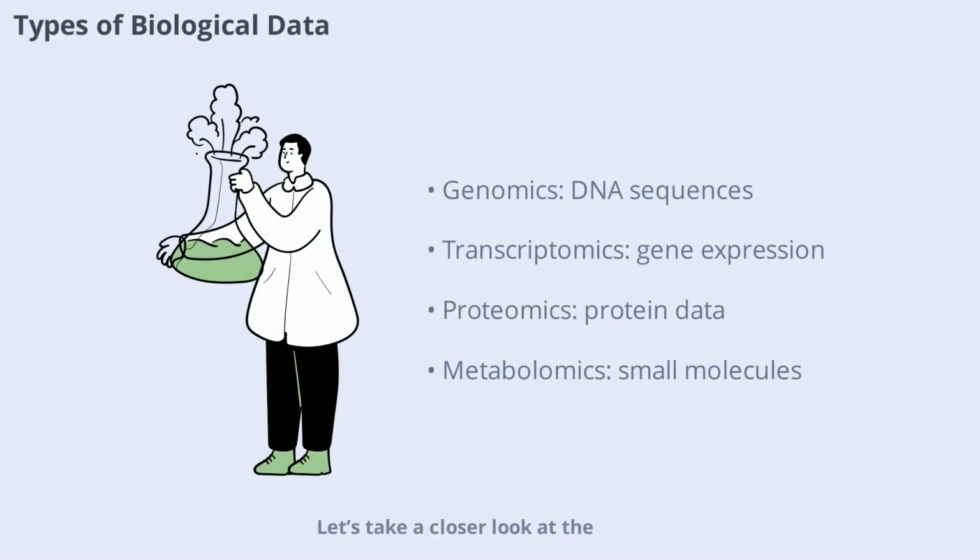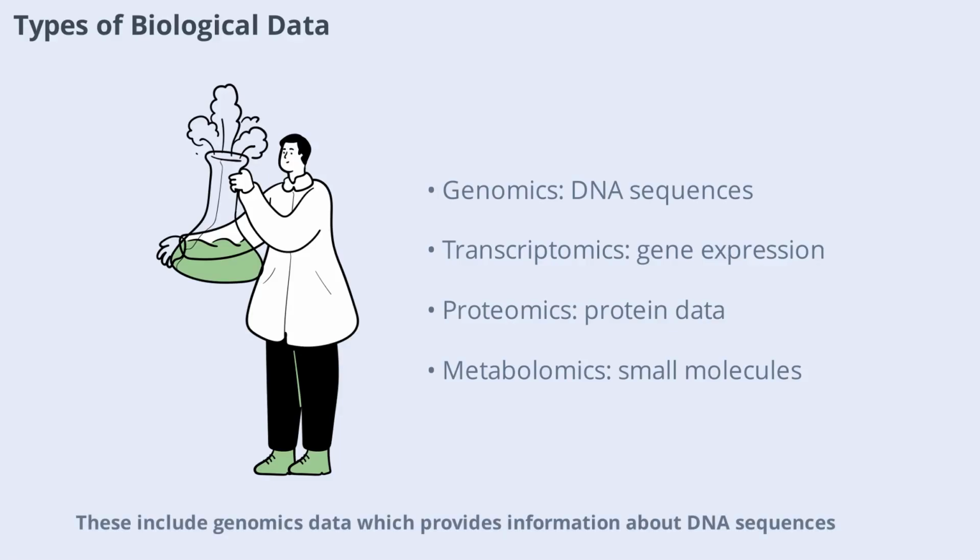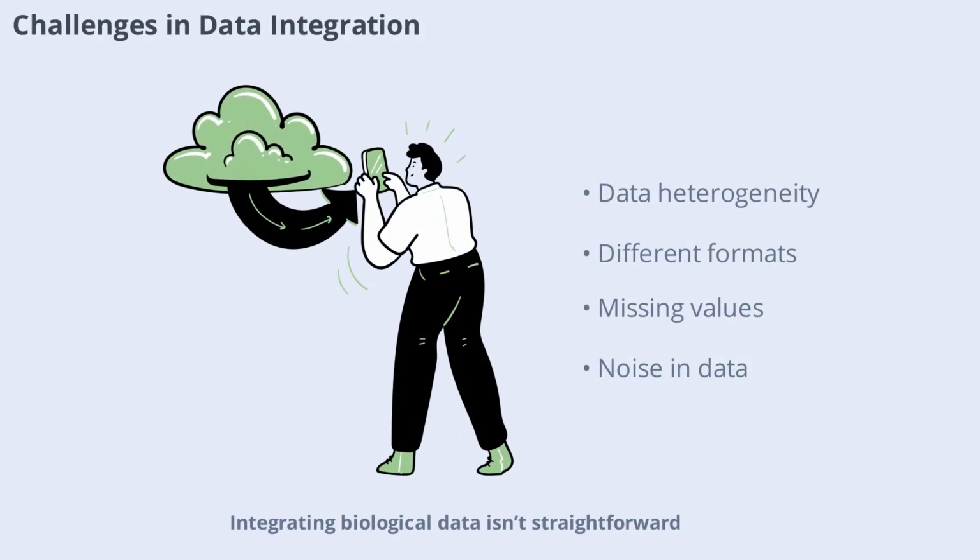Let's take a closer look at the types of data commonly integrated in systems biology. These include genomics data, which provides information about DNA sequences; transcriptomics, which measures gene expression; proteomics, which looks at protein abundance and interactions; and metabolomics, which analyzes small molecules involved in metabolism. Each of these data types is generated using different technologies and has its own format and scale, making integration a challenging but rewarding task.